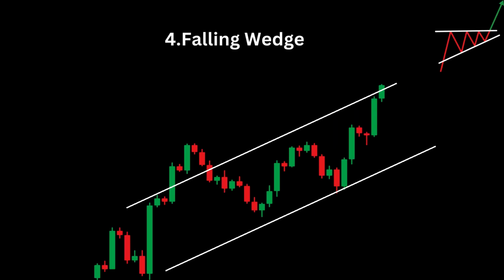To recognize a falling wedge pattern, pay attention to these key traits. An established downtrend precedes the pattern. The price forms lower highs and lower lows, with both trend lines converging. The upper trend line is less steep than the lower trend line. The pattern typically suggests diminishing selling pressure.